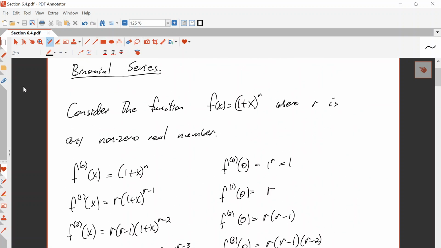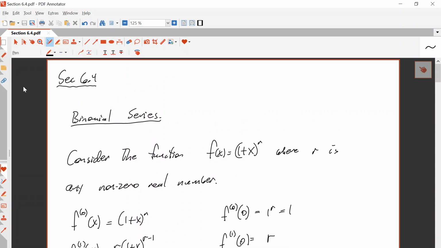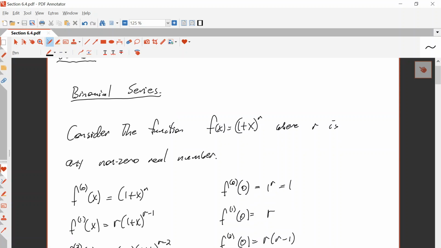Section 6.4 starts out with yet another Taylor series. It's kind of an important one because it allows us to deal with square roots and cube roots and the like. It's called the binomial series, and it goes like this.